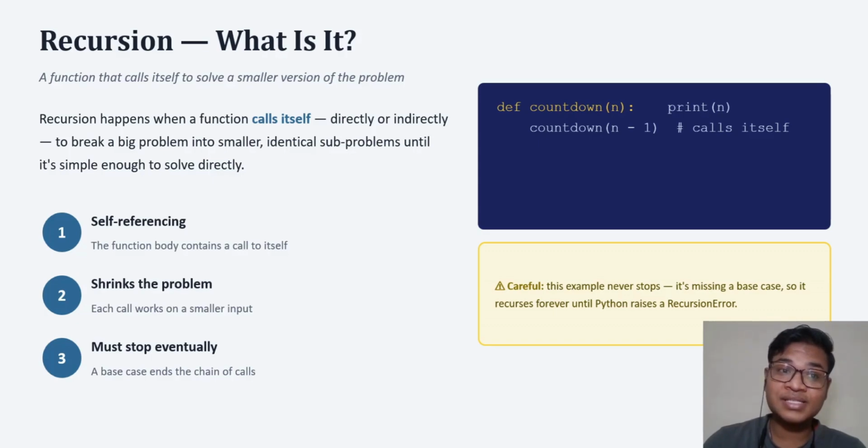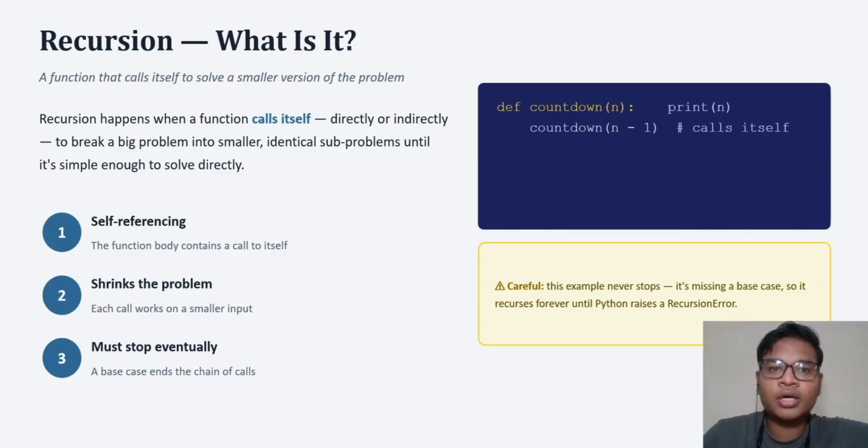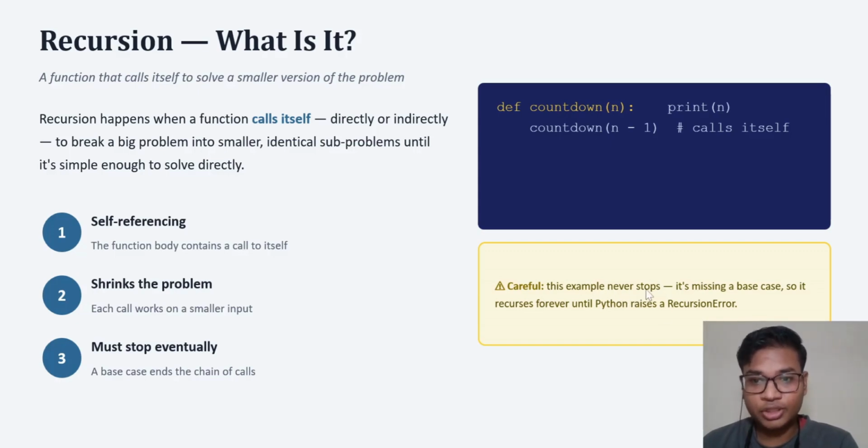So why is the base case important in recursion? What is the base case? I have told you, so let's stop. This is just an example of recursion. We have a countdown function with a print, and after that countdown of n minus one, which calls itself again. Just look carefully here. This example never stops. Why? It is missing a base case. The function runs all the time, so it recurses forever until Python raises a recursion error. That error is known as a recursion error.